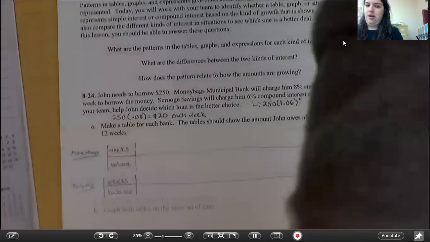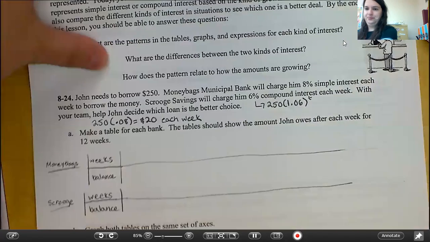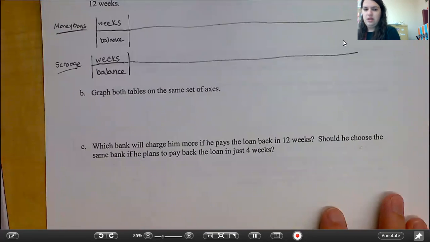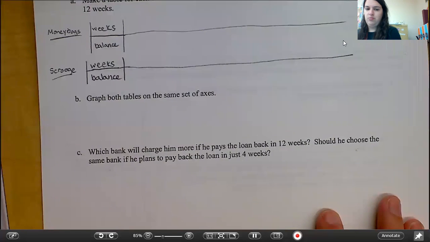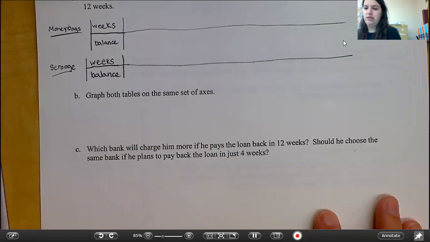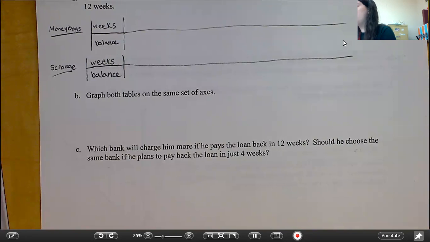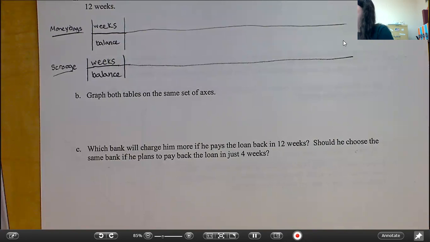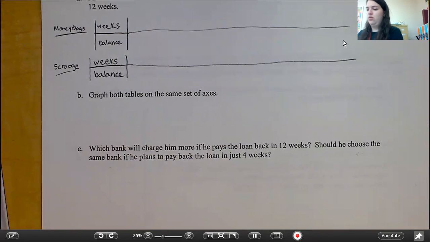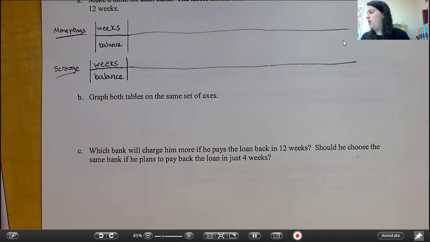So part C of your problem says, which bank will charge him more if he pays the loan back in 12 weeks? Should he choose the same bank if he plans to pay back the loan in just 4 weeks? So using your table, you need to figure out which one is going to be better. So go ahead and try and answer that.